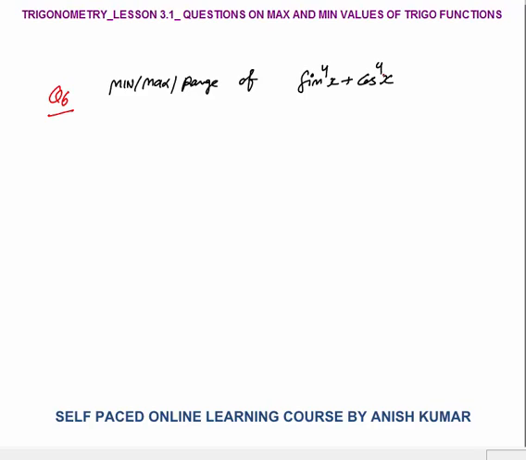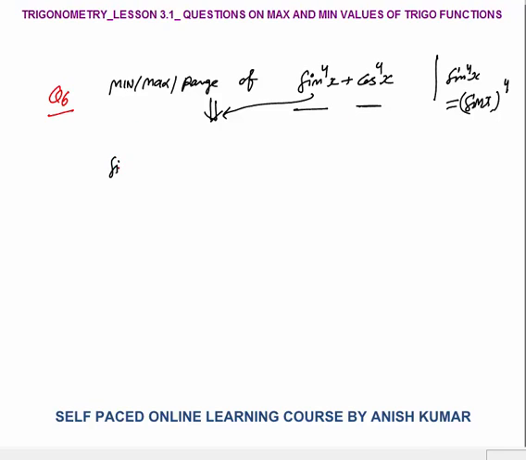Now the sixth question is, find the minimum, maximum value and the range of sine power 4x plus cos power 4x. When we write sine power 4x, it actually means sine x whole power 4. The simple concept is that you have to convert this expression into an expression of a single trigo ratio, either sine or cos. Now the original expression contains sine as well as cos. We have to convert it into an expression which contains a single trigo ratio, either sine or cos or tan, anything else.